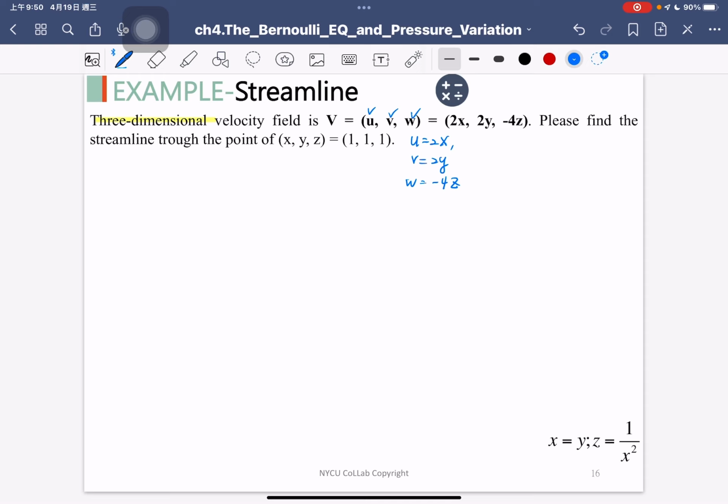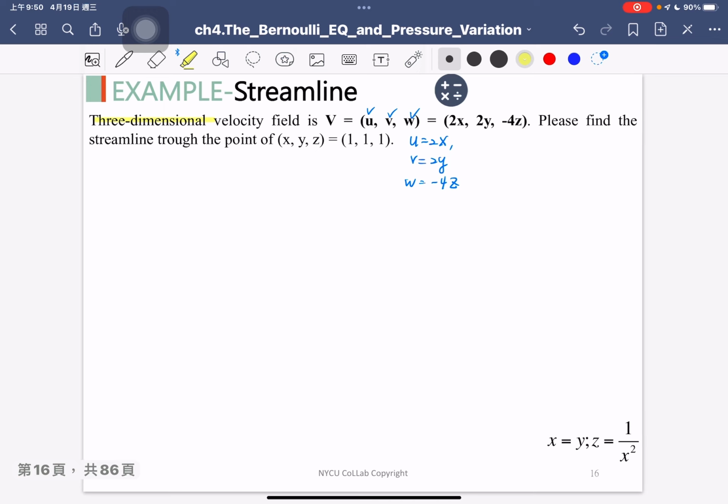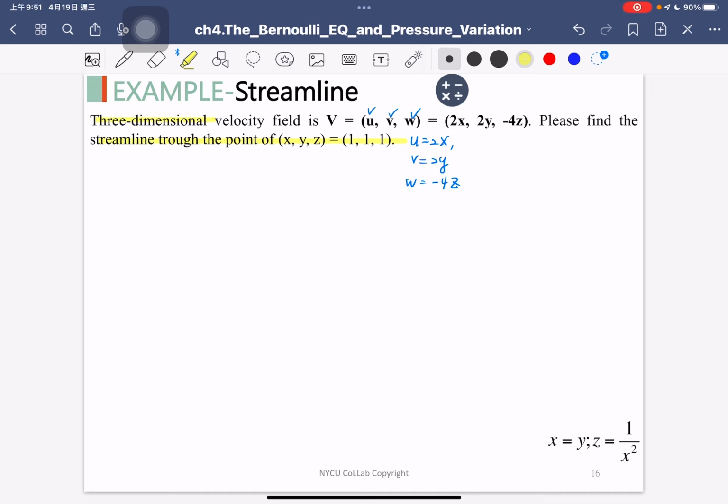So, and this problem is different. I already set out the boundary condition. With the boundary condition, I want to draw the streamline, but the streamline should cross this point. So I have the coordinate for the point as 1, 1, and 1. So can you tell me what's the streamline function?